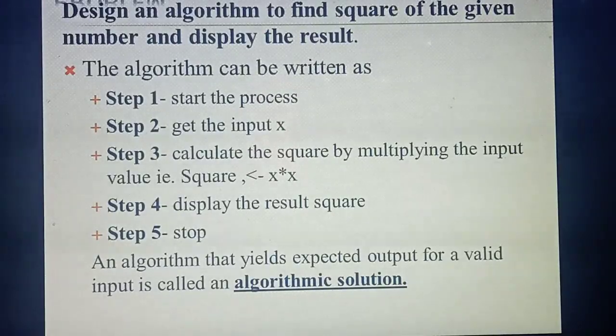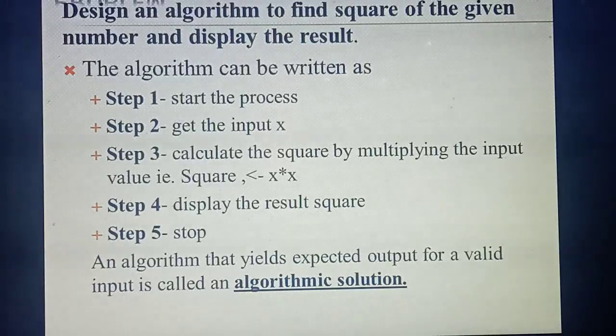Design an algorithm to find the square of the given number and display the result. So what problem are they giving? You are going to find the square of a number and display the result. The same thing you are going to write as an algorithm. Step one: what's the first step? You are going to start the process.